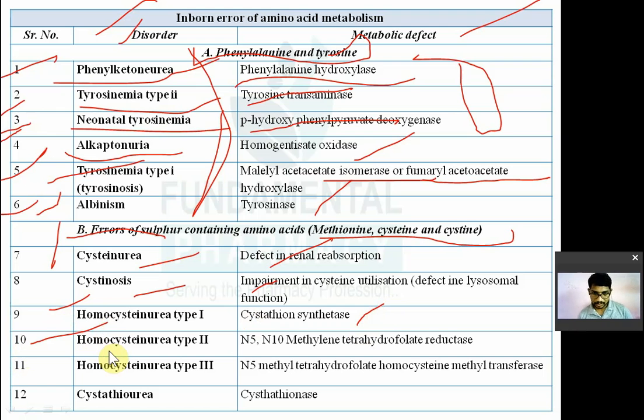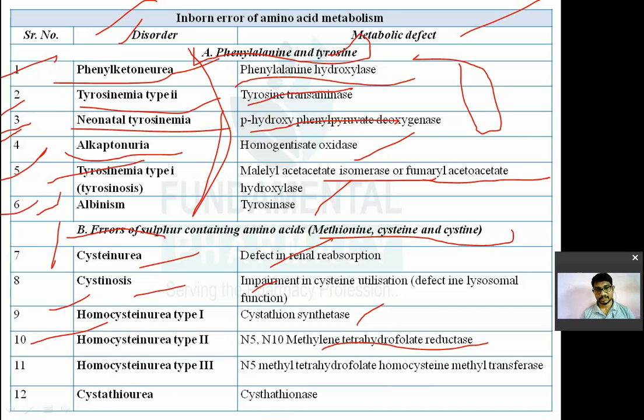Due to that, homocystinuria type, then cystathioninuria. Cystathioninuria is due to a defect in the cystathionase enzyme. So these are the metabolic disorders, or metabolic defects, or inborn errors of amino acid metabolism.